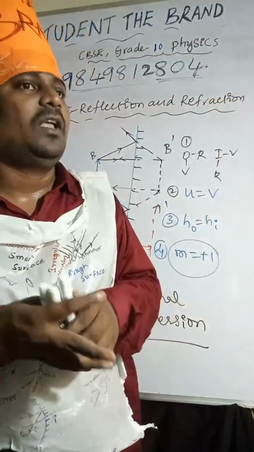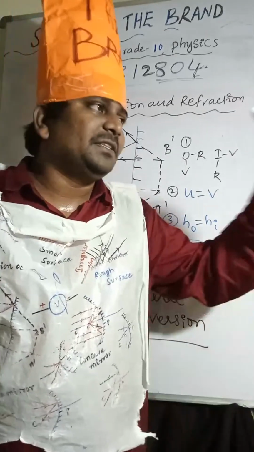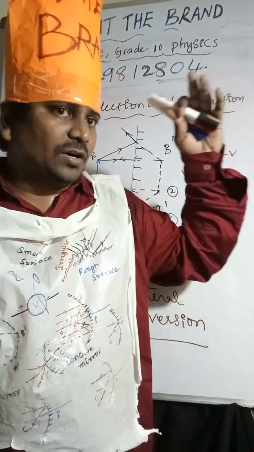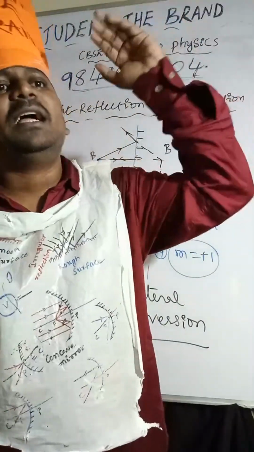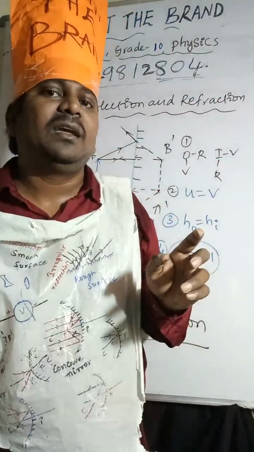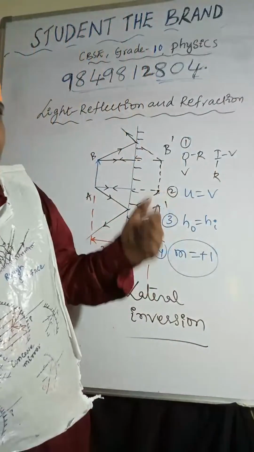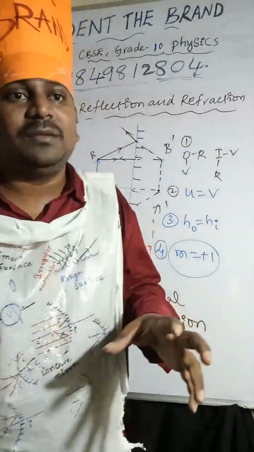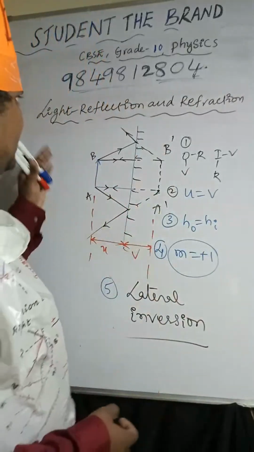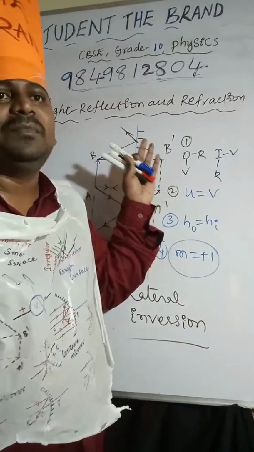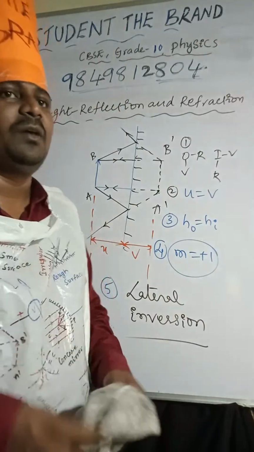Best example: you are standing in front of the mirror, you raise your right hand, it appears on the left side of the image. If you lift your left hand, it appears on the right side of the image. This mirror image is called lateral inversion. I hope it is very clear. So this is about the nature of the image formed by the plane mirror.